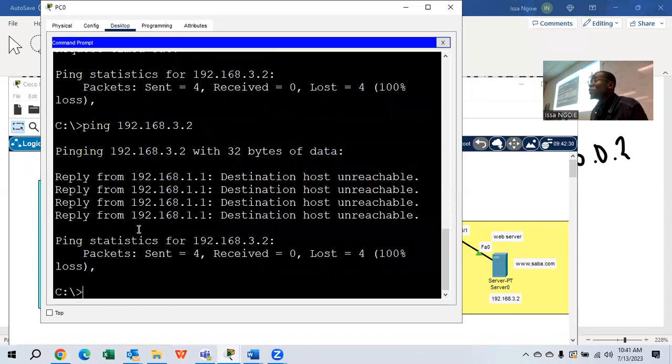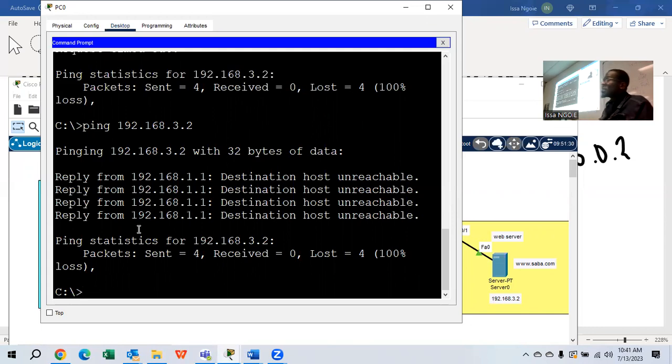Still, your router doesn't know. The interfaces are up, but your router still doesn't know how to reach other networks, because your router is not as smart as you. You have to teach your router how to operate, how to learn about other networks.